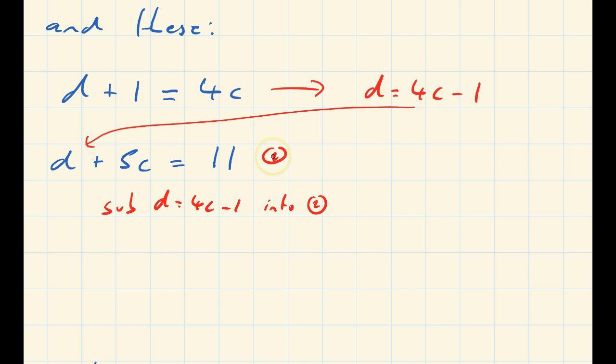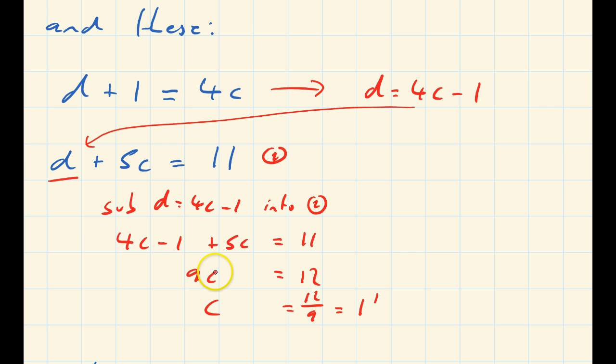And that will give me 4C plus 4C minus 1. That's the D. Then I have to add the 5C, and that equals 11. If I add them together, I get 9C equals 12, divided by 9. C equals 12 over 9, which equals 1 1/3. That's not good enough. I need to find out what D is.